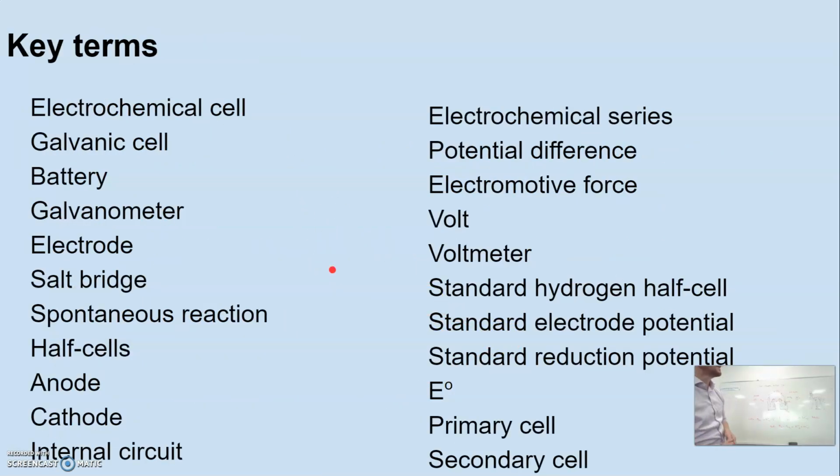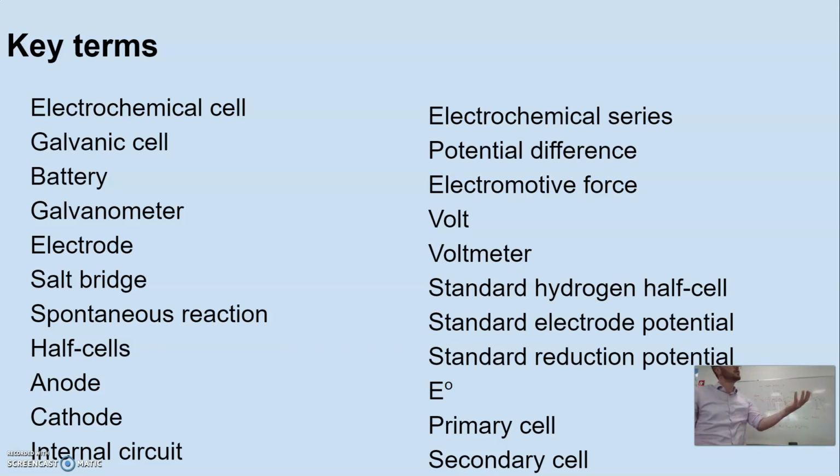Here are our key terms. Is there anything in there that you've never seen before? So what's electromotive force? Anyone seen that? No idea? What's potential difference? Have you seen that? Right, in terms of the E naught of the half cell from our electrochemical series, the difference between the two E naught values is our potential difference. Electromotive force is just the same thing, a different way to describe it.